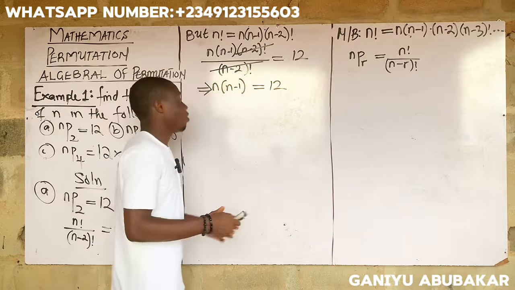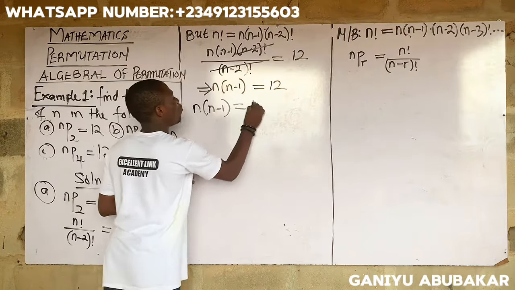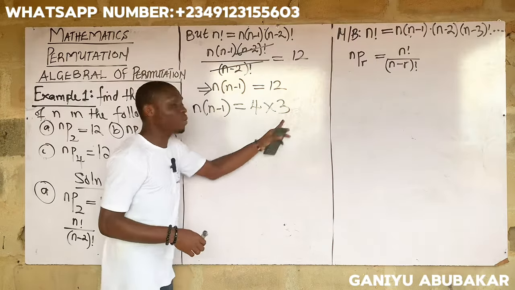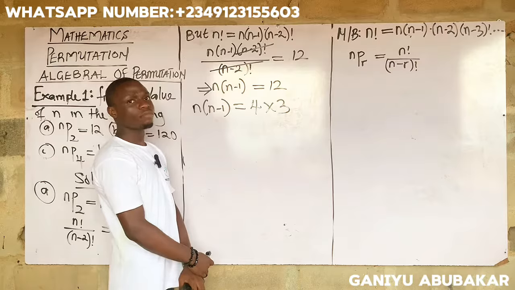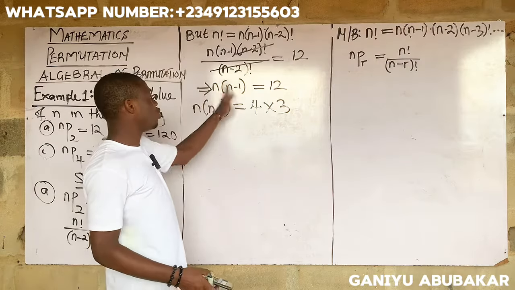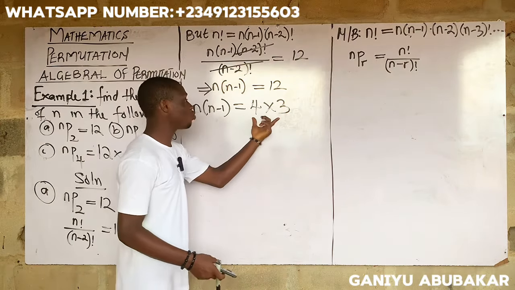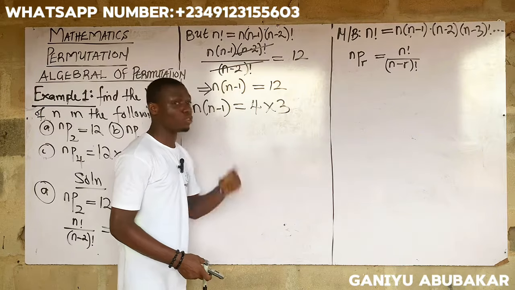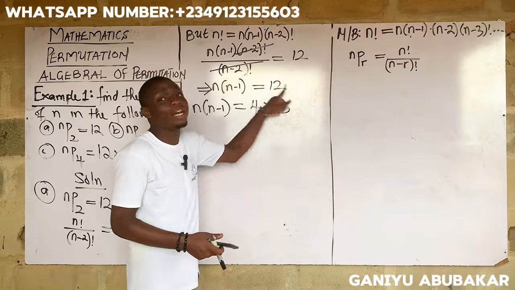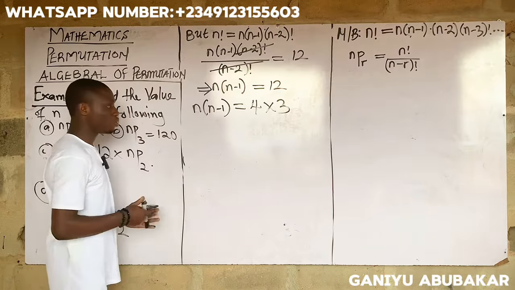For instance, n into n minus 1 equals 4 times 3. Observe that 4 times 3 will give 12, and 4 minus 3 will give 1. That's the concept. If it is 2 n's here, I'll look for 2 numbers that, if I multiply them together, will give me 12, and if I subtract them from each other, will give me 1. If n is 3 here, I'll look for 3 numbers that I'll multiply to give 12.